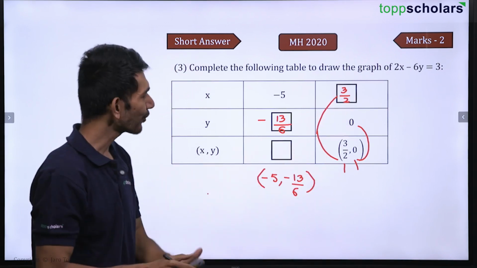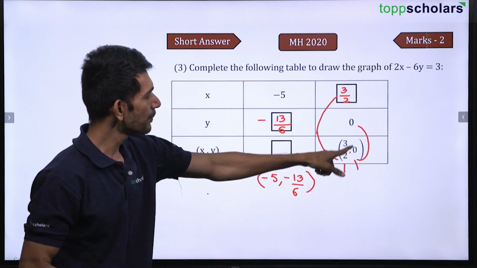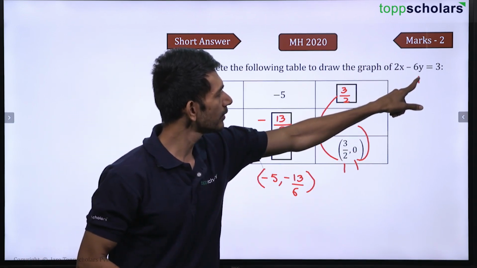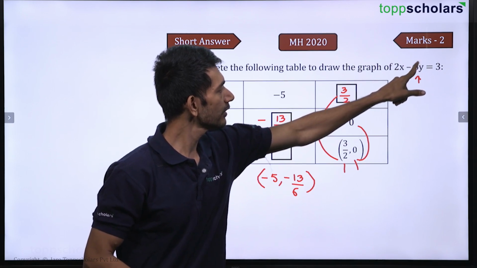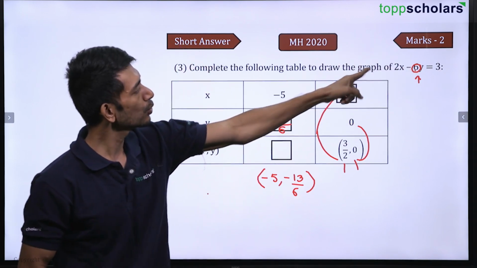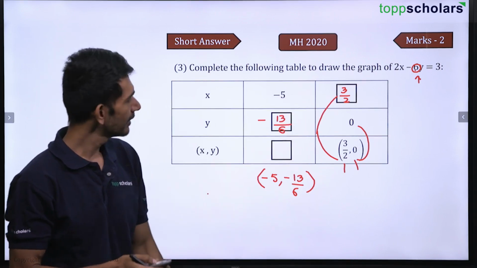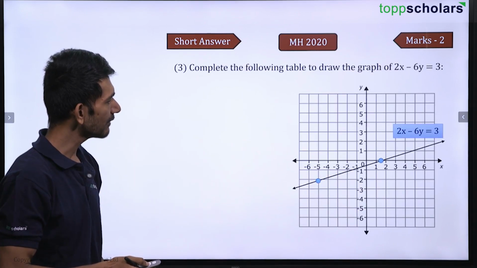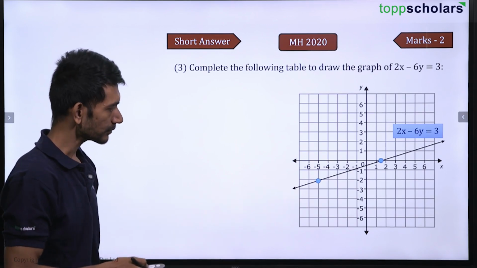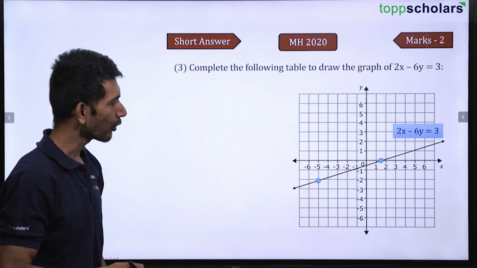If you still want to cross check, what you can do is you can take 0, because y is 0, and put it here. See, 6 into 0 is 0, right? So that becomes 0. 2x is equal to 3. x is equal to 3 divided by 2. Very simple. And if you see, this is how the graph looks like, right? I hope this is clear to all of you.